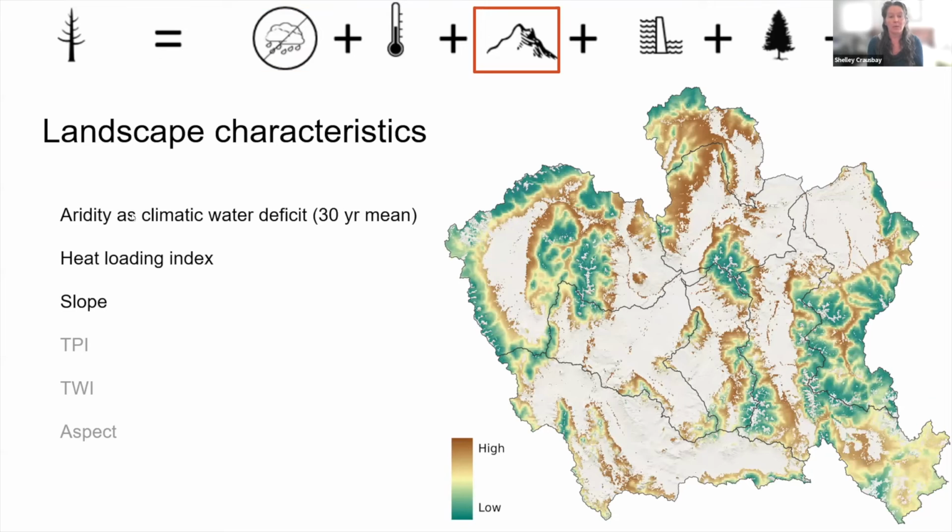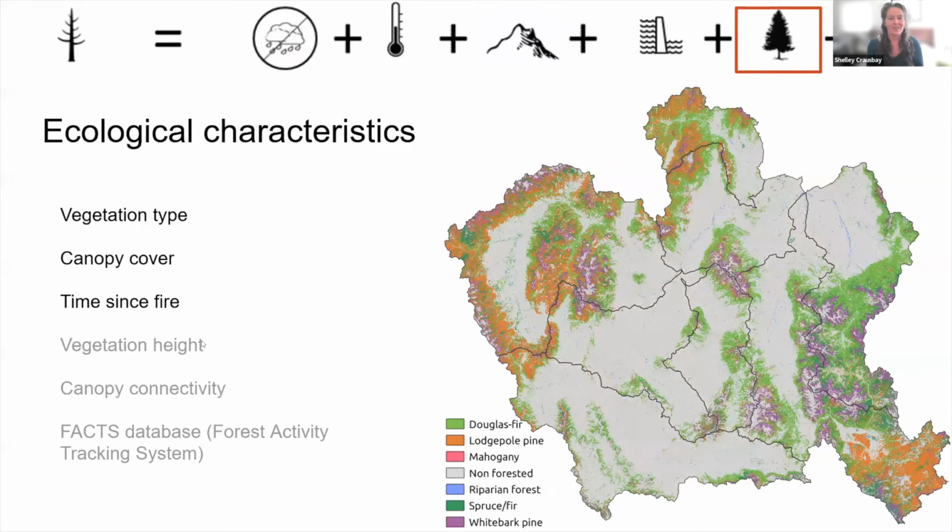So we looked at aridity, like MTL's talked about, how wet or dry a landscape actually is, and we measured that by climatic water deficit over a 30-year mean. We also looked at heat loading index, slope, topographic position index, topographic wetness index, aspect. These that are grayed out just weren't very important in our analysis, so when I show you the real data, you won't see them.